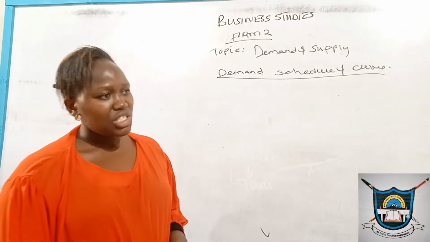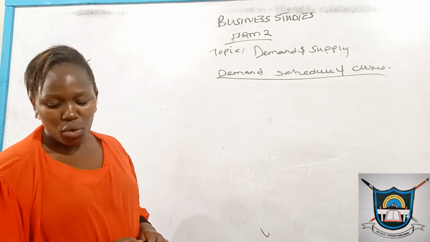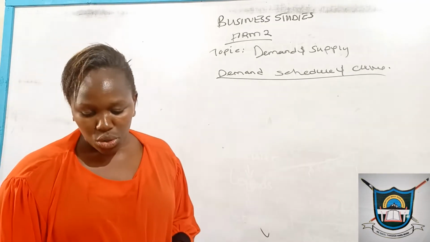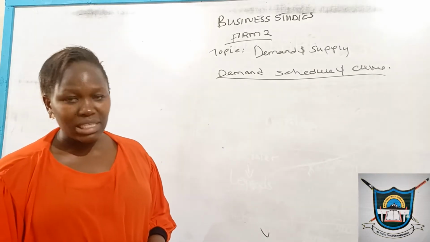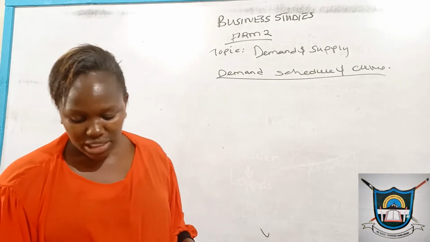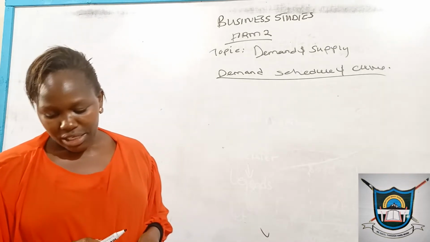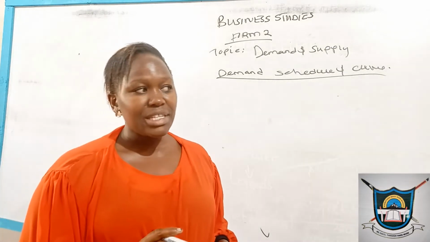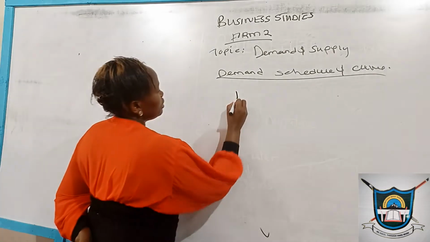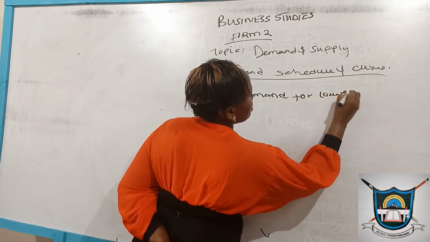Now, a demand schedule is just a table showing the quantity of commodities that consumers are willing and able to buy at a given price at a particular time. So we are going to start by looking at the demand schedule, and I will give an example of the demand for loaves of bread in Kiamutugu Boys High School at different prices.